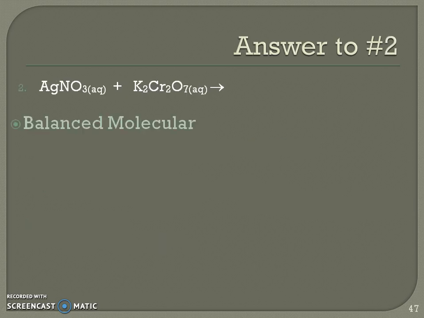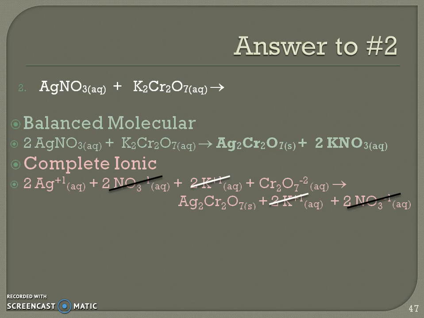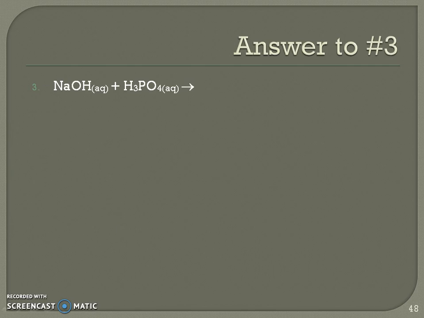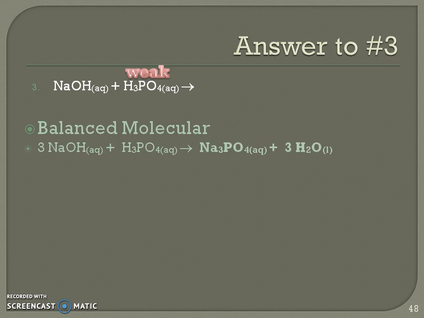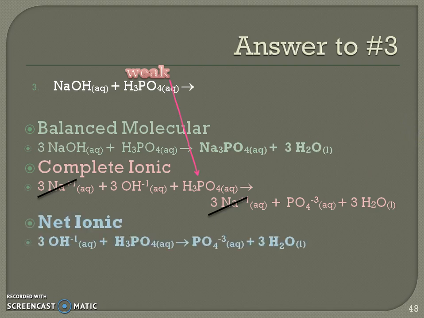Cancel out your spectator ions, and there's your net ionic equation. Answer 2, similar. And there's your answer. Now 3 is a little different. Why? Well, let's look. That acid is weak. So when you're complete ionic, it stays whole. It stays the same because it is weak. And there's your net ionic. So notice, again, your weak substance stays weak, stays that same thing all the way through. It breaks apart to make your compounds, but it stays whole all the way through.